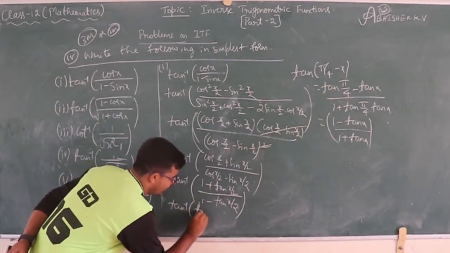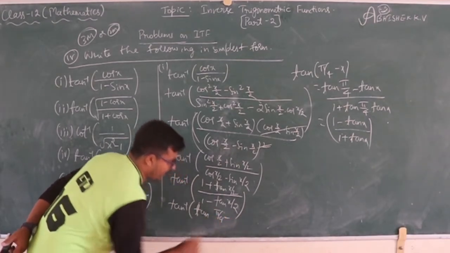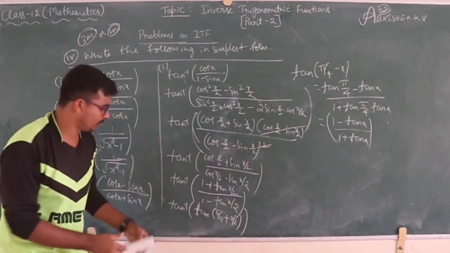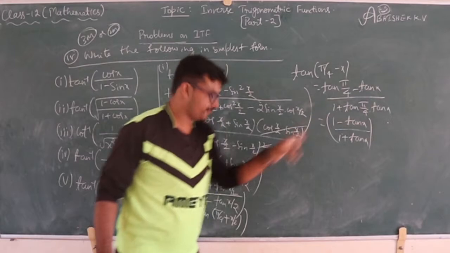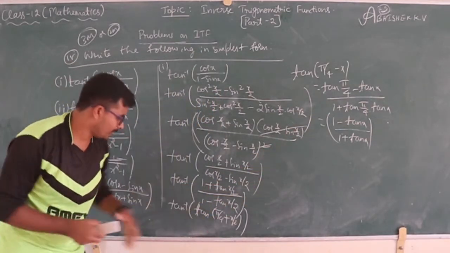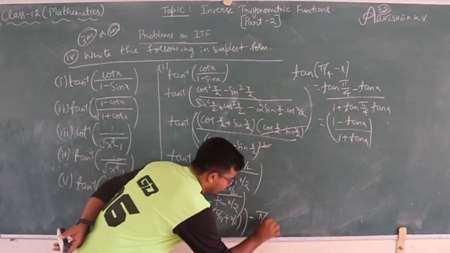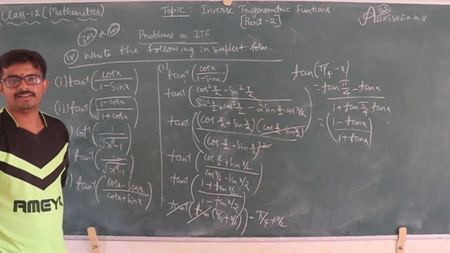Tan inverse of tan of pi by 4 plus x by 2. If it is pi by 4 minus x, then the numerator becomes minus, but in the numerator we have positive. That is the tan of a plus b formula. This one gets cancelled. Therefore, we are remaining with pi by 4 plus x by 2. This is the simplest form.